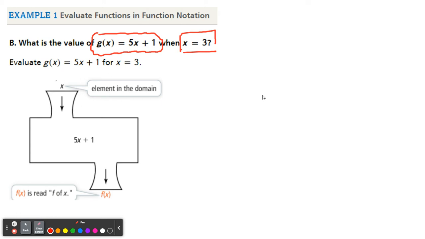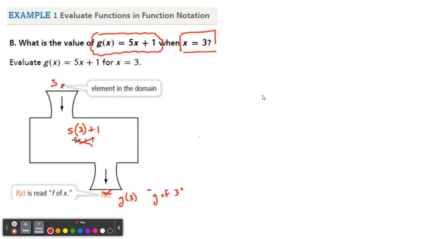We're going to input a value in the domain, an x value. We're going to input 3. It's going to go into this function. So we're going to have 5, but we're not going to have x anymore. The x is now a 3. And what's going to happen is we're going to get our g of 3 value out. Again, g of 3 is how it's written. So this is the visual of the function machine.